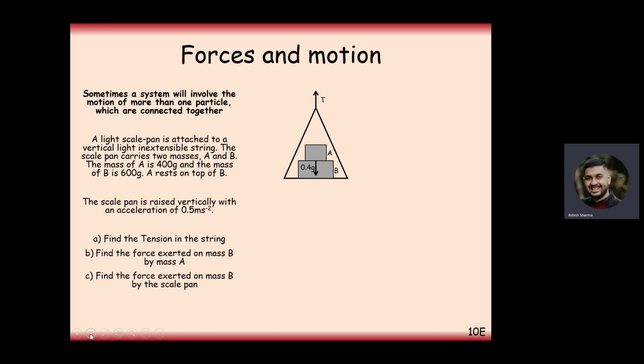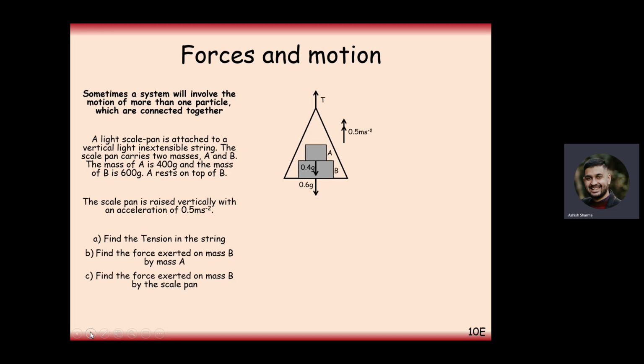So there is the weight of mass A. Mass is given in kilograms, so 0.4 of a kilogram times by g, which is 9.8. So the weight of A is 0.4g. There's the weight of B, which is 0.6g. Clearly, this is going up, so there's an acceleration of 0.5 meters per second squared. Right, so what is going on here?